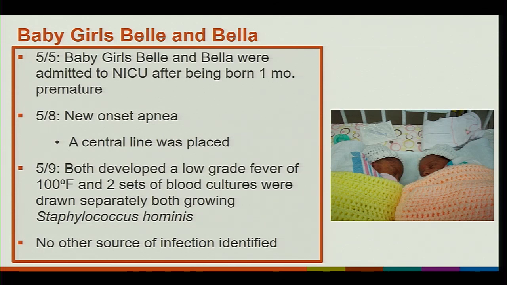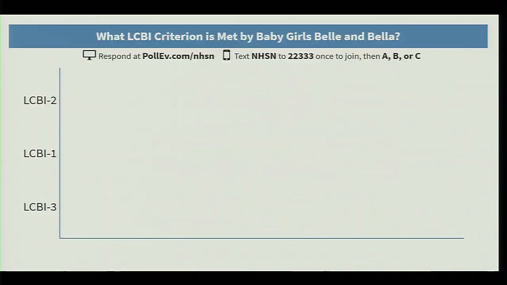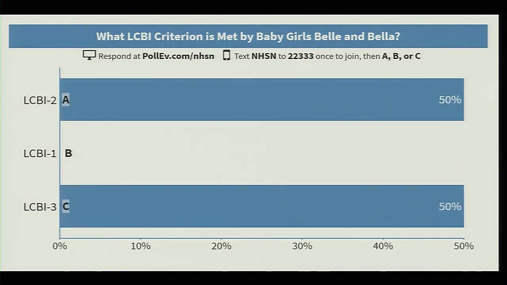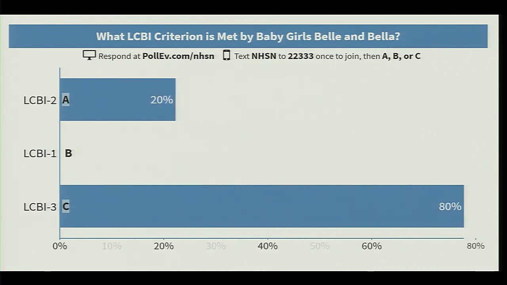All right, now let's move on to baby girls Belle and Bella. On 5/5, baby girls Belle and Bella were admitted to NICU after being born 1 month premature. On 5/8, there was new onset of apnea and a central line was placed. Both developed a low-grade fever of 100 degrees Fahrenheit, and 2 sets of blood cultures were drawn separately, both growing Staphylococcus hominis. No other source of infection was identified. What LCBI criterion is met by baby girls Belle and Bella?